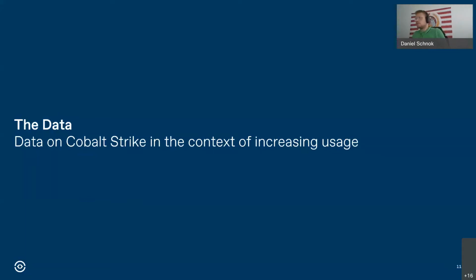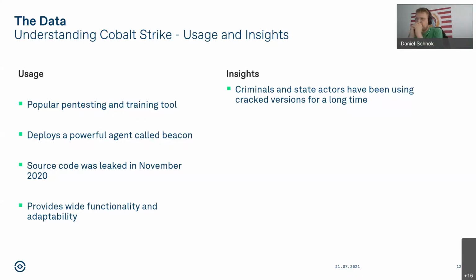So in these kinds of things, we have the popular pen testing and training tool Cobalt Strike, which deploys a powerful agent called Beacon. We will talk about details later in this workshop. And the source code was leaked in November 2020. Allegedly, but it was quite real. I've seen the GitHub repository. And it provides wide functionality and adaptability.